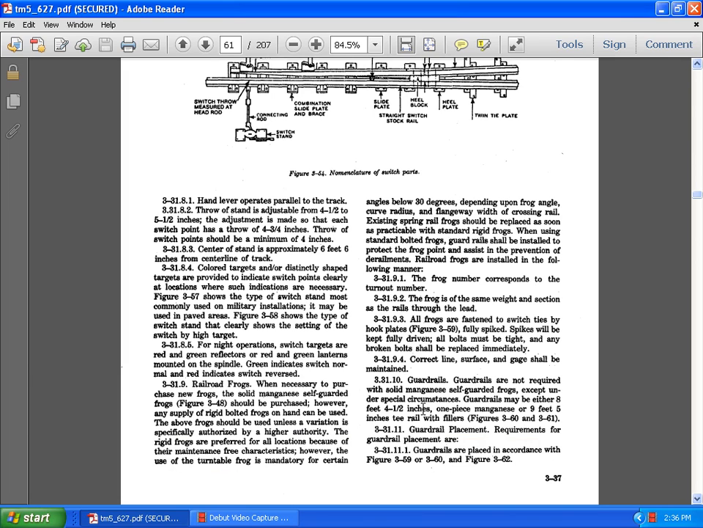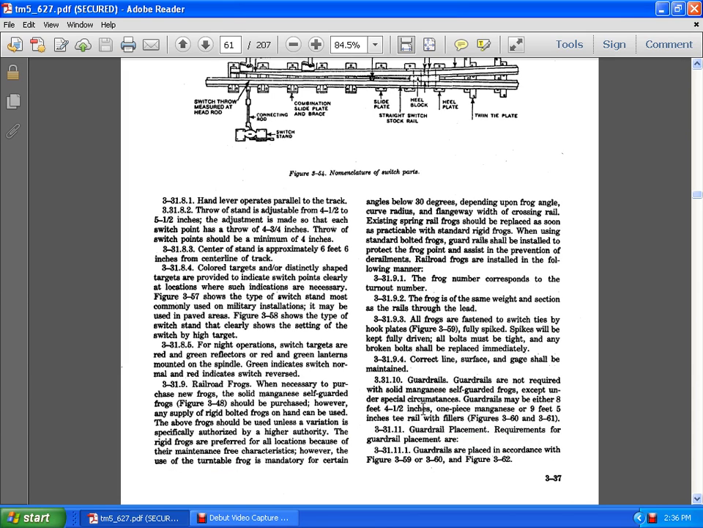However, the use of a turnout frog is mandatory at certain angles, and below 30 degrees, depending on the frog angle, curve radius, flangeway, and the crossing rail. Existing spring rail frogs shall be replaced as soon as practicable. And with standard rigid frogs, when using the standard bolted frog, guard rails shall be installed, protecting the frog point, and aiding the prevention of derailments for railway frogs.